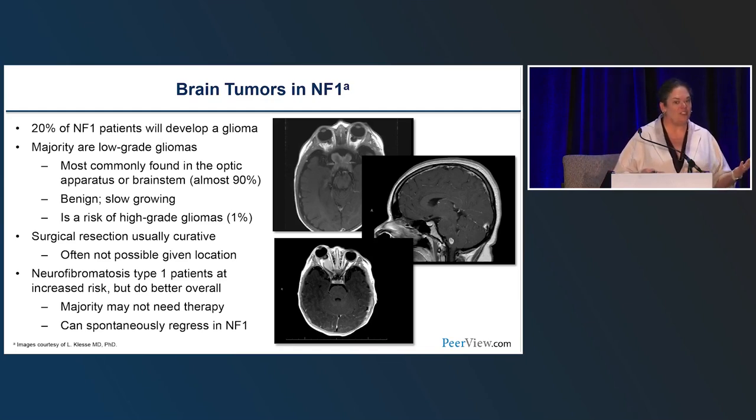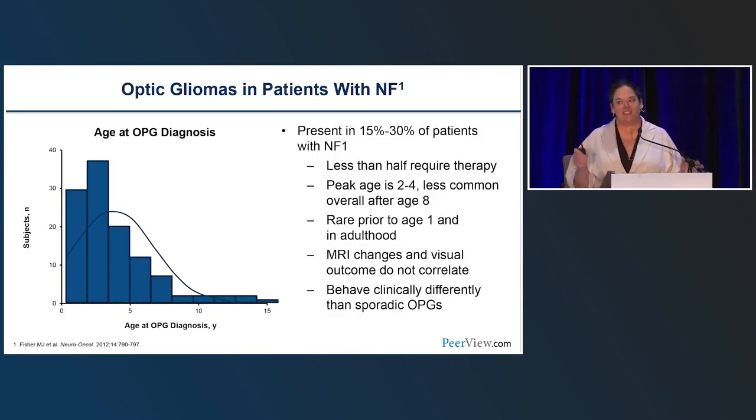Really, our field has shifted where we're treating less and less of these. One reason for that is, just like I mentioned before, there is a clear window of opportunity for the development of particularly the optic gliomas. In this nice retrospective review by Mike Fisher's group at CHOP, they looked at the age where patients were diagnosed with an optic glioma. You can see the vast majority of patients were diagnosed prior to the age of 10. Less than half of patients now we think require therapy. That peak age is really probably ages 2 to 4. They're much less common after age 8, quite rare prior to age 1, and rare in adulthood.